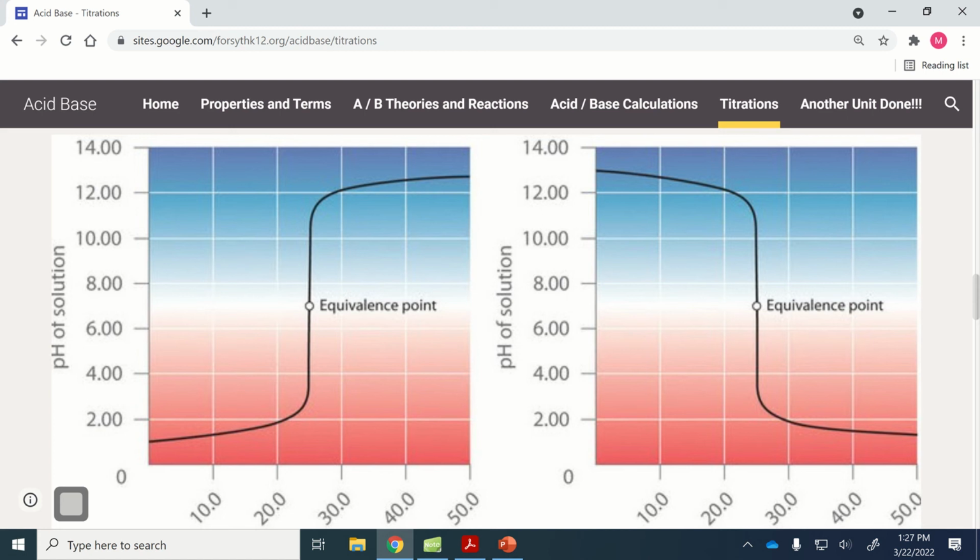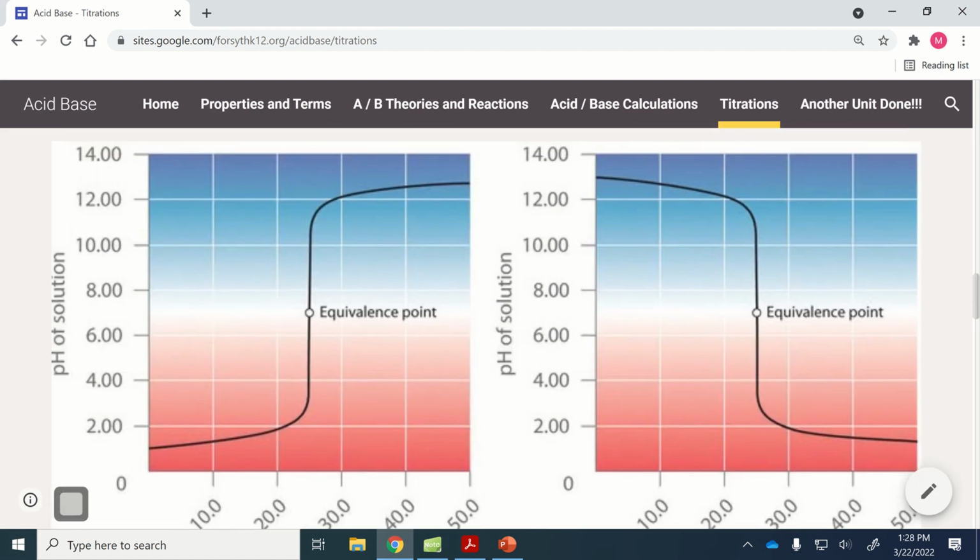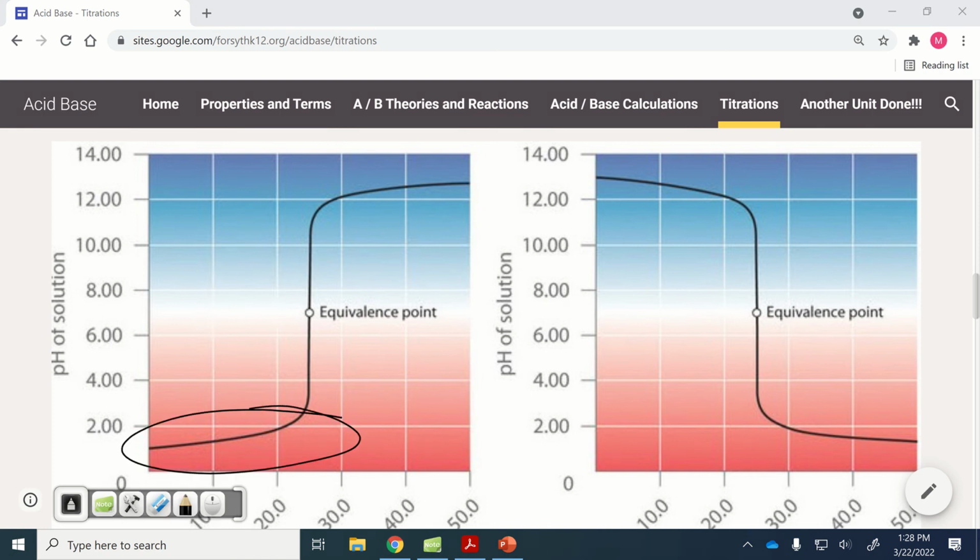So the base is being added. You can see both these curves look very similar. What we see, this is for a strong acid and a strong base. They're just going in opposite directions because of which one you're starting with. What this is showing you at the beginning is, because it's a strong acid, we have a low pH. The pH is below 7.